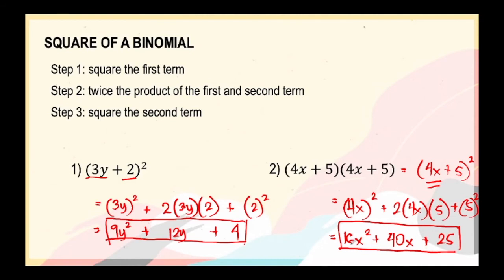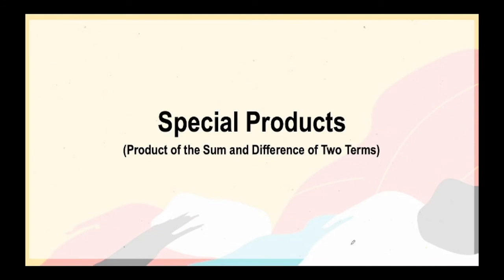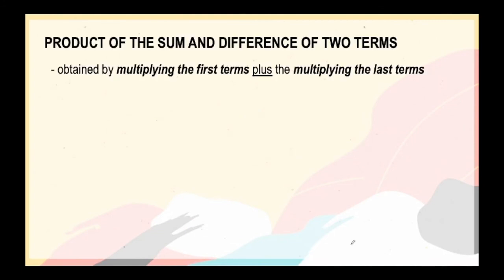Next, let's proceed with another type of special product, which is the product of the sum and difference of two terms. For this type, you can get the answer by multiplying the first terms plus multiplying the last terms. Let's say, for example, we have this given. Unlike the square of a binomial, these two binomials have opposite signs in their last terms. We have the quantity of 9x minus 10 times the quantity of 9x plus 10.